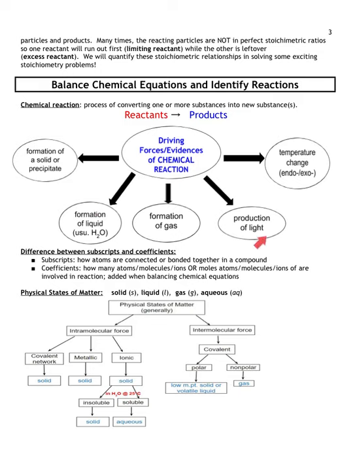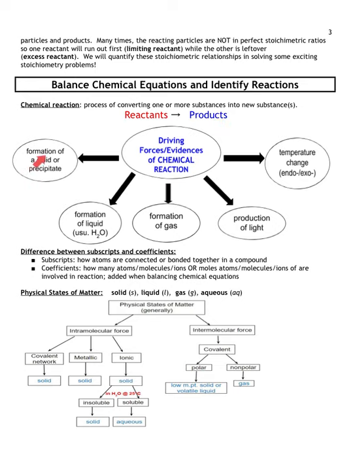There are several ways we know a reaction has occurred, and we call these driving forces or evidences of a chemical reaction. And so there are 5 different types of evidences. Now, note, color change is not an evidence. You can put food coloring into water and that is not forming a new substance. We're looking for where we're forming a new substance in the product from what we have originally in the reactants.